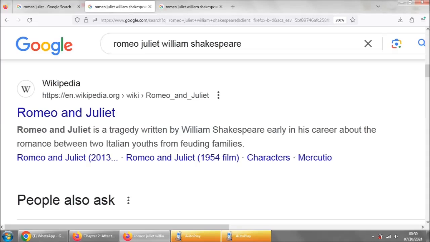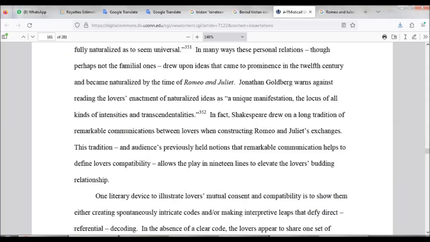For example, you could read the last sentence in the first paragraph in this, where it says, in fact, Shakespeare drew on a long tradition of remarkable communications between lovers when constructing Romeo and Juliet's exchanges. This tradition, and audiences' previously held notions that remarkable communication helped to define lovers' compatibility, allows the play in 19 lines to elevate the lovers' budding relationship.